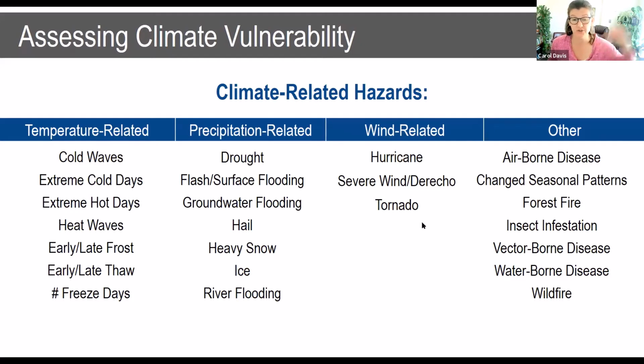We have historical data on hurricanes, tornadoes, and severe wind, but the way those things work is they're just extraordinarily difficult to model for the future. About the best we can say about those is we think they will increase in a changing climate or become more volatile or less predictable.